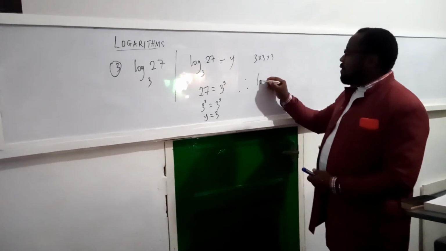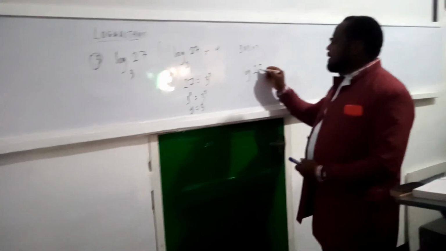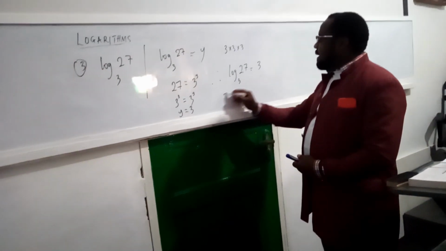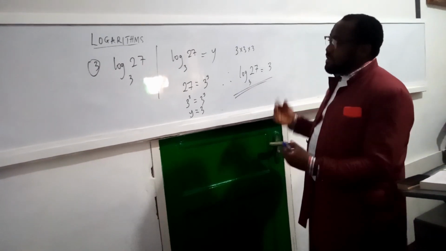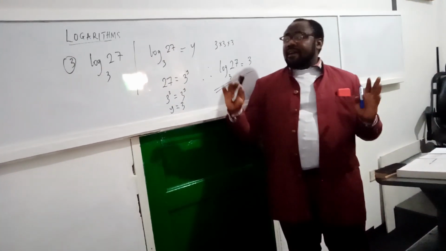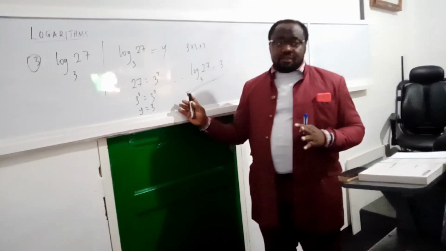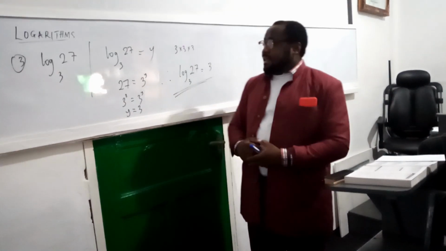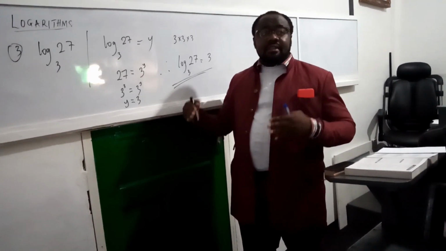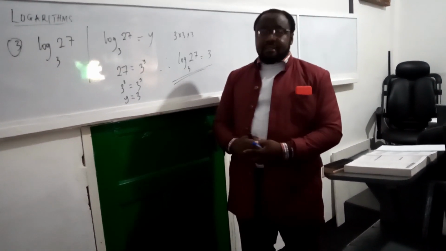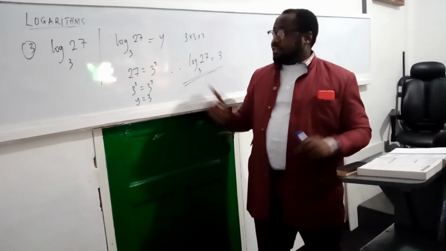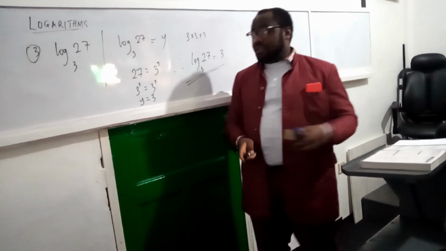Therefore, log 27 base 3 is equal to 3. This is logarithms. This is the first principle of logarithms, and these are very basic questions. So as we advance, we will start dealing with more difficult questions. Alright, let me give you one more question to solve, and we will talk about the rules of log.